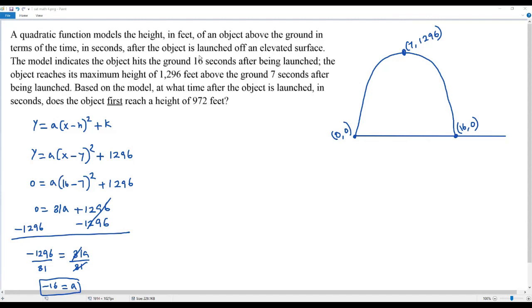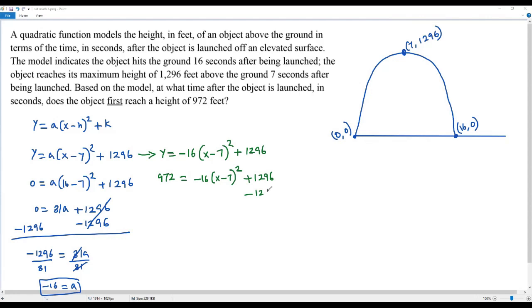Now what we can do is plug in this value, negative 16, for a over here. Then the given quadratic function will become y equals negative 16 times (x minus 7) the whole square plus 1296. Okay, now the quadratic function is complete. What we can do is plug in this 972 for y over here and solve for x. Okay, let me do it. 972 equals negative 16 times (x minus 7) the whole square plus 1296.